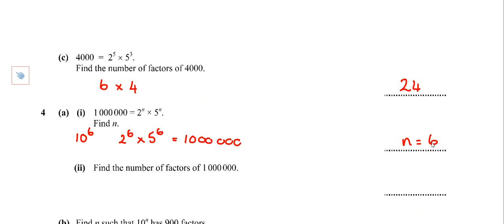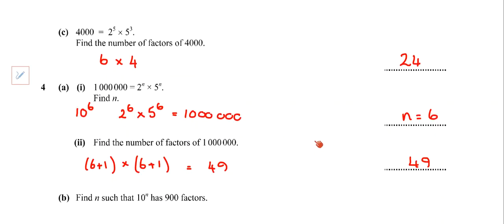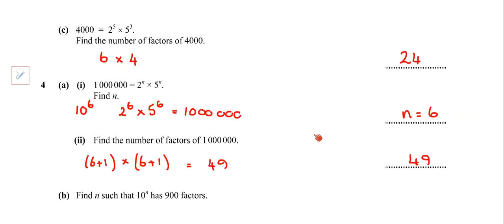Okay, I'm thinking of the next thing. How many factors of 1,000,000 are there? So 6 add 1 times 6 add 1 is 49. So there are 49 factors. Happy with that? Can you see how it's building up step by step?